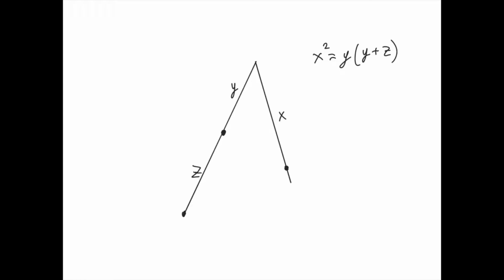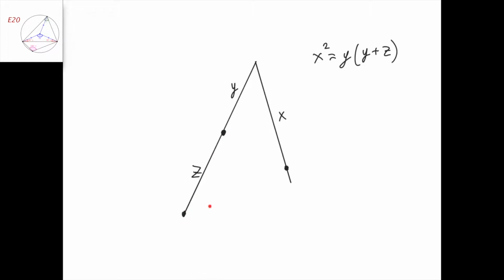Now let's try to prove that if we take two lines and choose 2 points on one line and 1 point on the other, such that if this is x and this is y and this is z, and we have that x squared equals y times y plus z, so x squared equals y times y plus z, let's prove that the circumcircle of this triangle is actually tangent to this line.